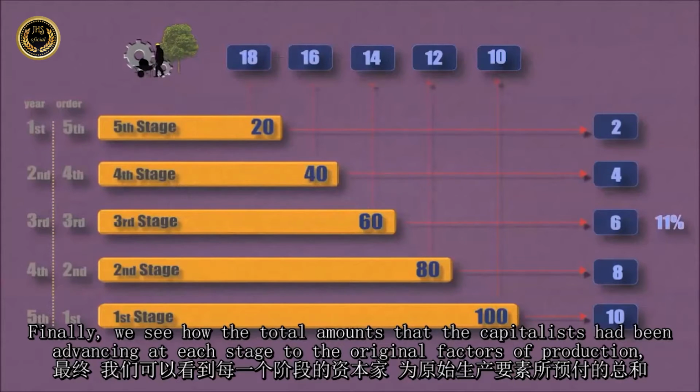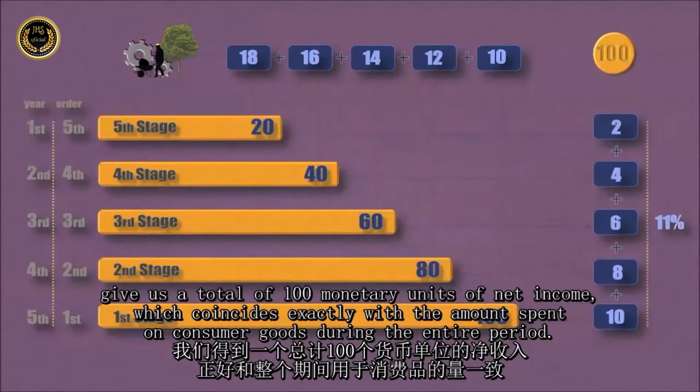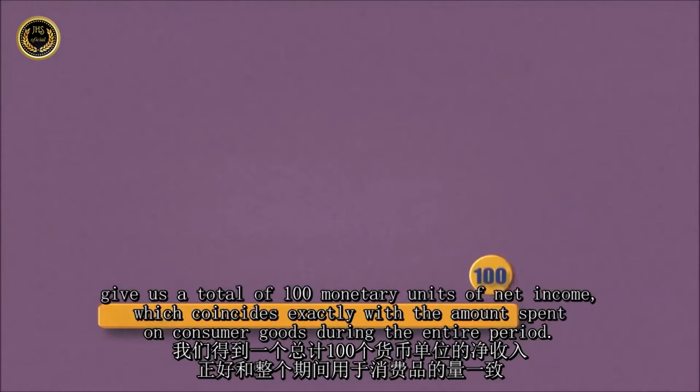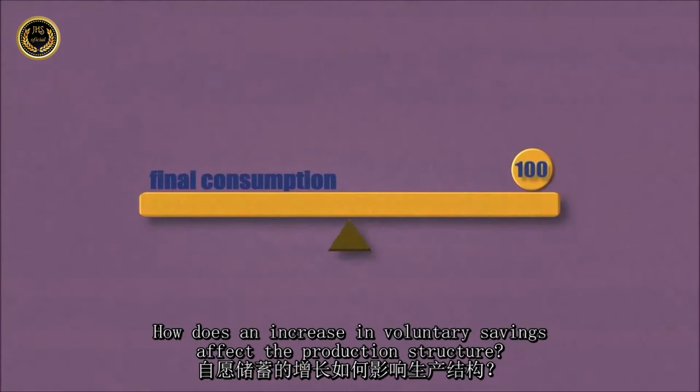Finally, we see how the total amount that the capitalists had been advancing at each stage to the original factors of production, plus the accounting benefits derived from each stage, in our example with a tendency towards an 11% rate in each stage, give us a total of 100 monetary units of net income, which coincides exactly with the amount spent on consumer goods during the entire period.